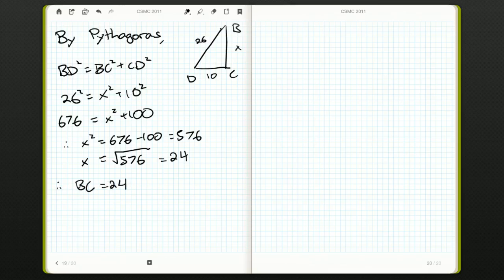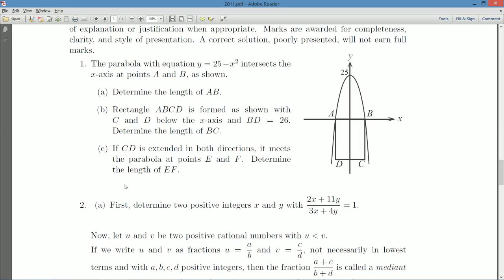So BC is 24, and that's all we were asked for. Okay, and we clearly explained what we were doing at each stage. We put in a variable for BC, we explained that it's a rectangle, and that gives us BCD is a right angle triangle. Pythagoras' theorem gives us the rest. We got BC is 24.